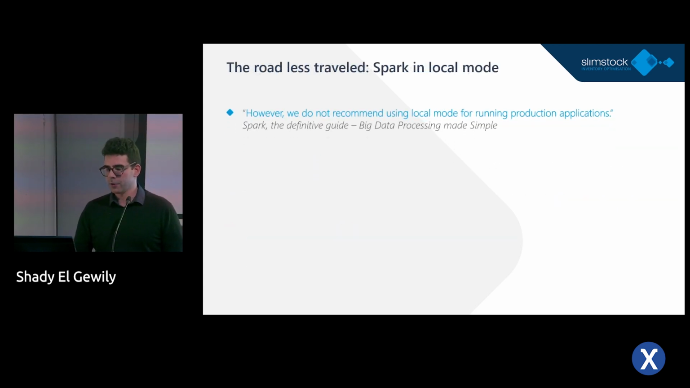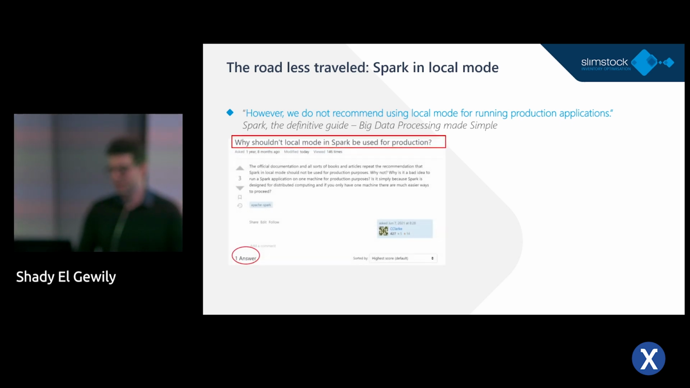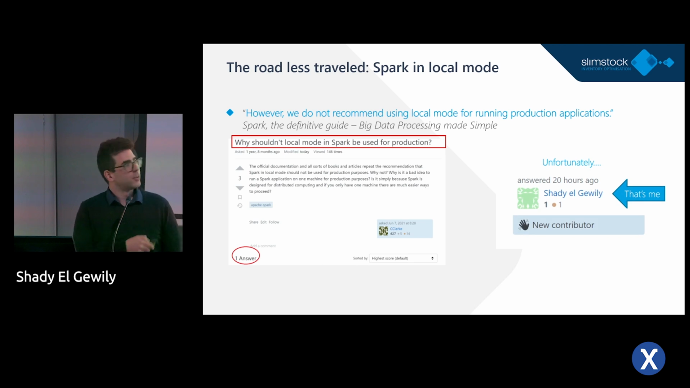An example of this is that if you look at some Spark books, they might say, okay, we do not recommend using local mode for production. But what does that mean? You may find some Stack Overflow question that has one answer, but that answer happens to be given by me. So that doesn't make you very wise.